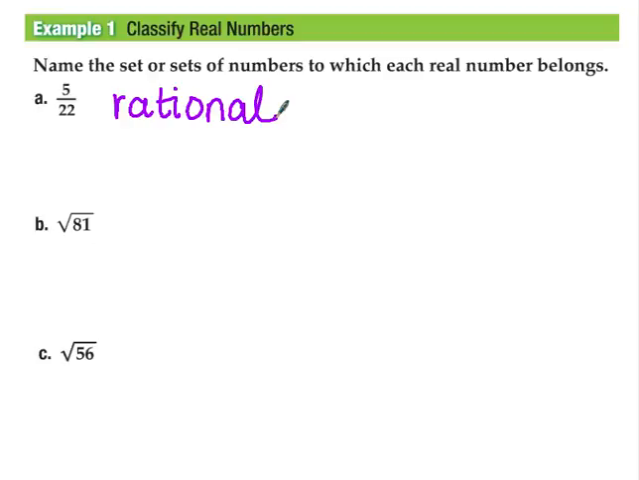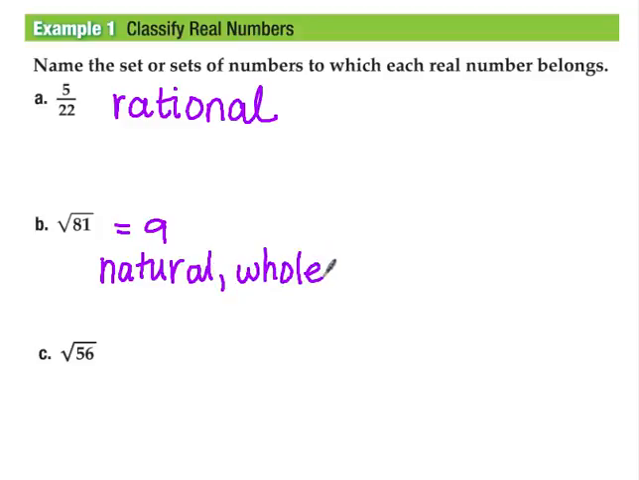So let's go through with root 81. First of all, can you simplify root 81? That's the very first thing we need to look at. What is the square root of 81? 9. So now we need to go through the list just like we did. Is it a natural? Is 9 a counting number I can count on my fingers? Yeah, so that's your first one. Is it a whole number? Yeah. Yep. Once it's a natural, it's everything after that.